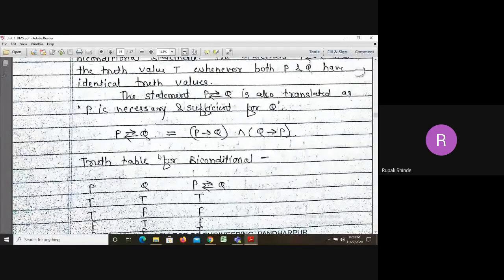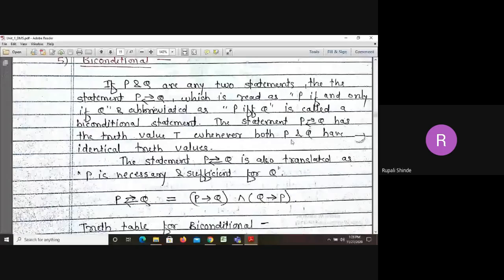So again, P biconditional Q is equal to P conditional Q and Q conditional P. So again, this is one of the important formulas. P biconditional Q is equal to P conditional Q and Q conditional P. So these are the 5 different connectives.